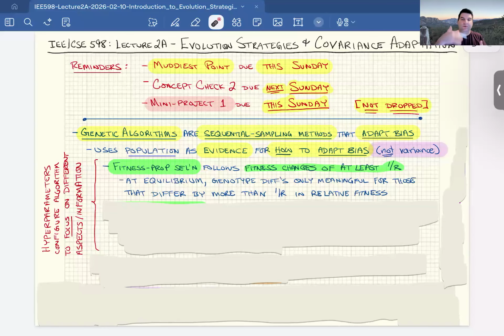And there might be a top individual. Of course, there's going to be a top individual. There has to be. But if you were to look across the genotypes and say, how do changes in the genotype predict changes in performance, then individuals that are very close to that top individual, changes in their genotype relative to that top individual are basically noise.